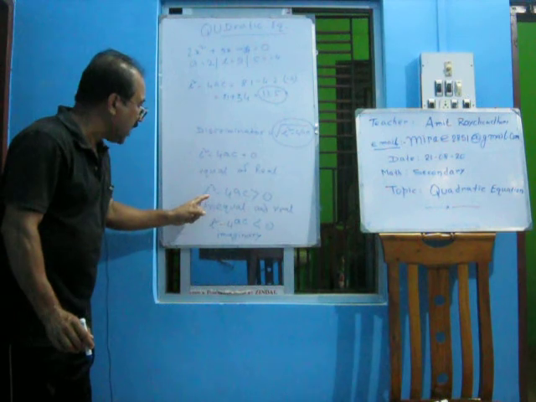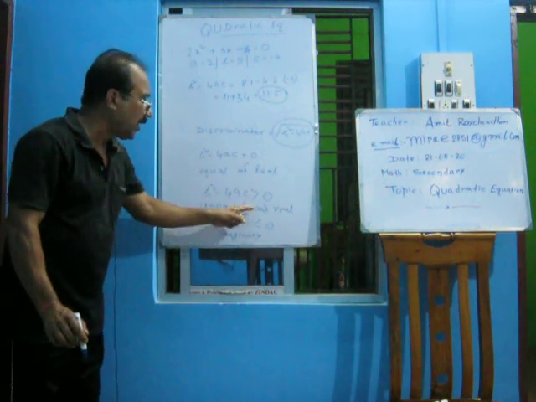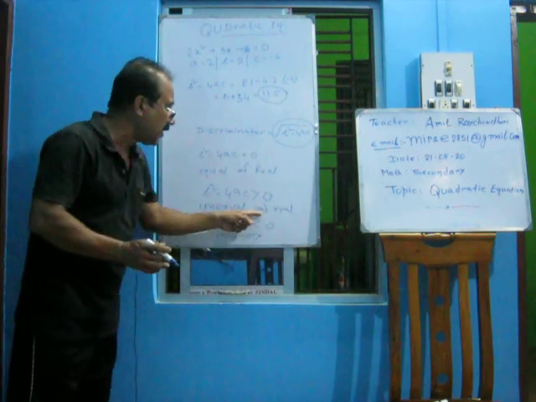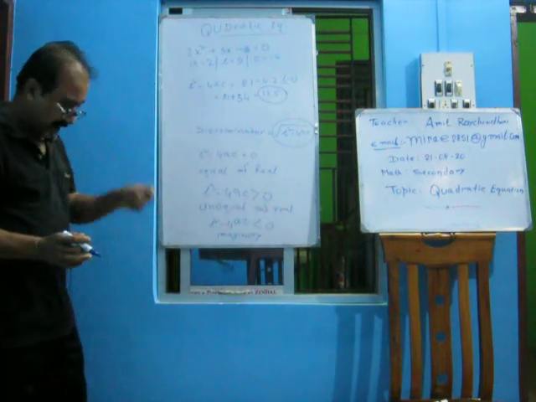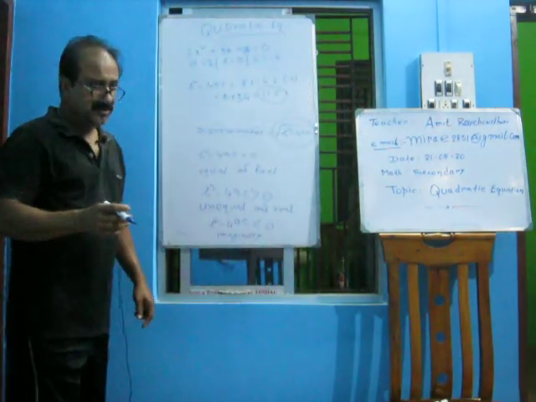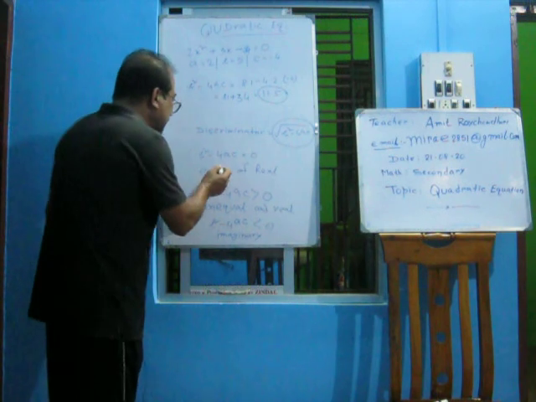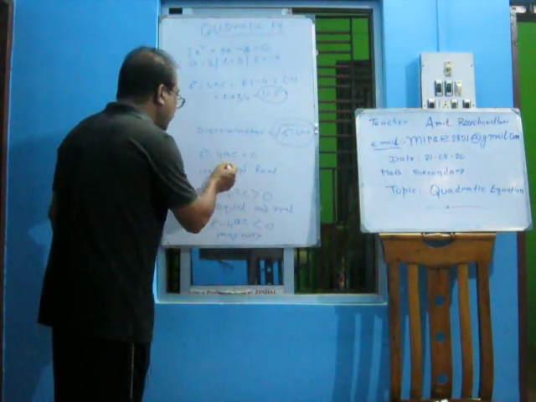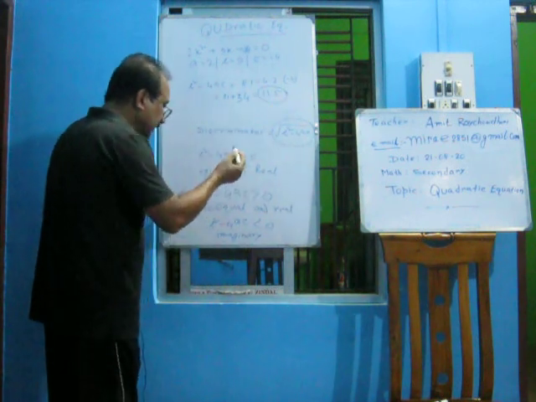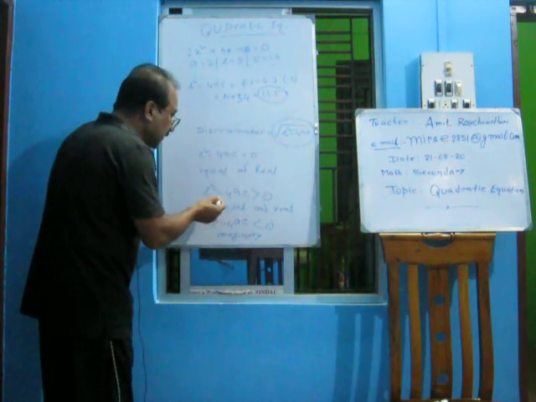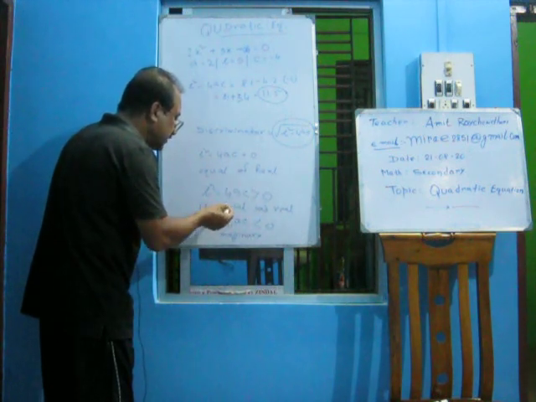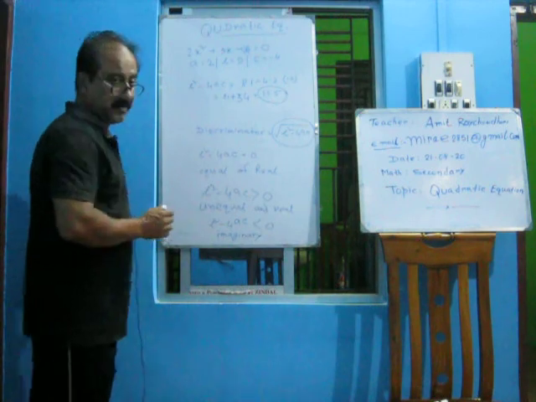If it is greater than 0, then the value of x will be unequal and real. The value of x will come as unequal and real. Once b square minus 4ac is coming as 115, which is greater than 0, the value will be seen as unequal and real. Let us check.